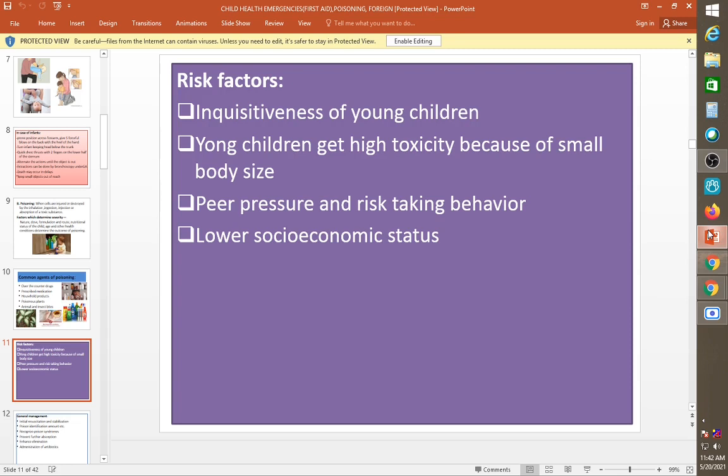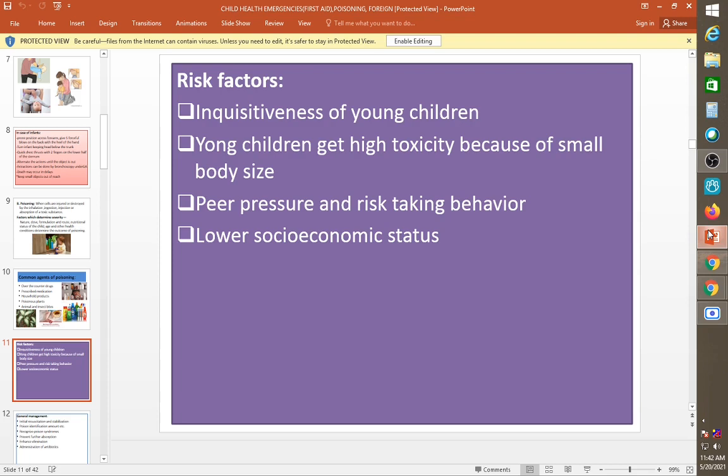Next, young children get high toxicity because of small body size. Do you understand this? See, same medicine. Suppose 500 mg paracetamol is given to an adult, nothing happens. If 500 mg paracetamol is given to a 5-year-old child, something may happen. Why? Because the size of the body is small, so the amount of medication becomes too much for the child, so it becomes a poison.